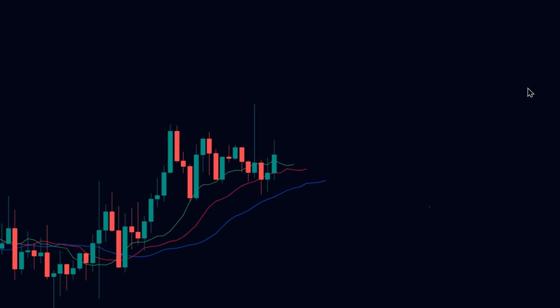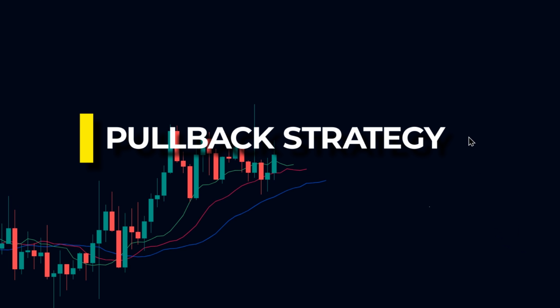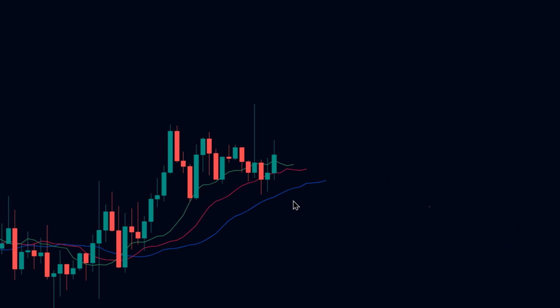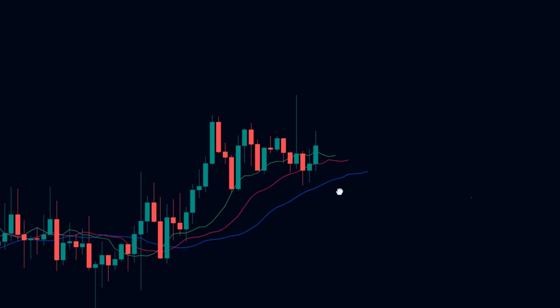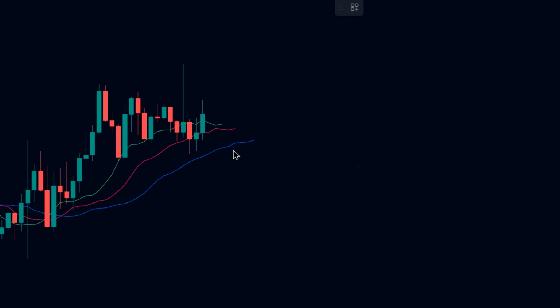One of my favorite strategies I like to do with this indicator is the pullback strategy. Here's how it works. For a long trade, first you want to make sure that the lines are spread further apart like this, with the blue line at the bottom, the red one in the center, and the green one at the top. This basically indicates a strong bullish trend, an analogy to an alligator feeding on all the bears that are taking short trades.